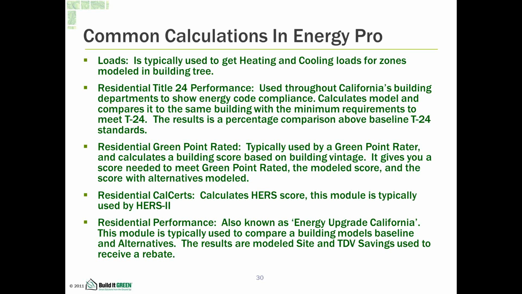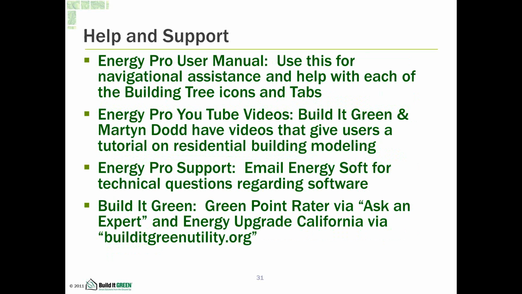The residential performance module, I didn't include the non-residential performance module, but they're both the same, also known as Energy Upgrade California. So these modules are typically used to model a baseline or your building tree with the alternatives, the improvements. And you get a site or TDV savings, and you use that to get your rebate based on that percentage. Help and support: Energy Pro user manual, Energy Pro YouTube videos from Build It Green and Martin Dodd.